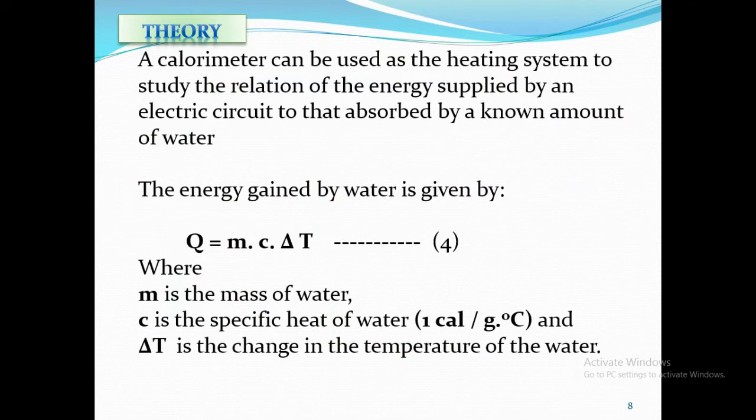We have a heating system to study the relationship between the electrical energy and the heat energy. We call it a calorimeter. The energy gained by the water: so water is getting energy, heat energy from the electrical energy of the heating element. So Q is the heat energy, m c delta T.